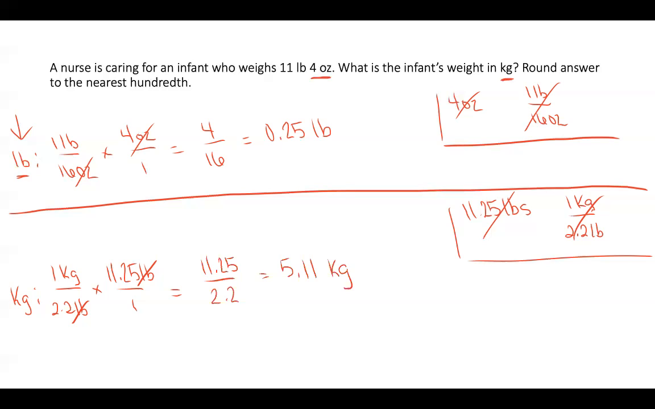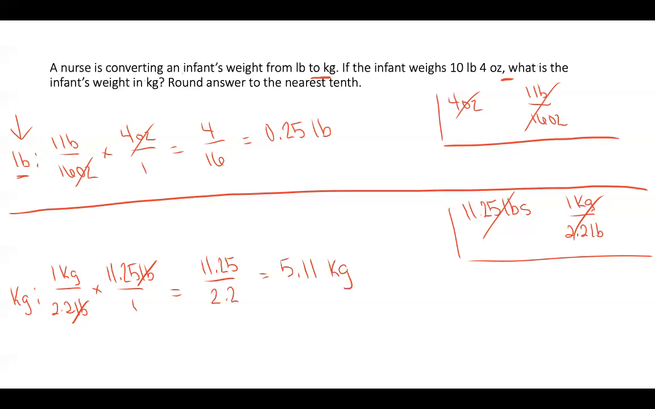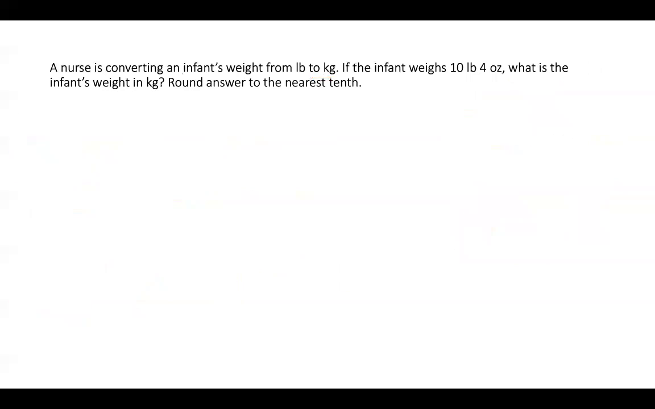So that is how to convert pounds to kilograms when you have ounces as well. So let's do another one. Okay. This one is essentially the same, it's just got a different weight. So this infant weighs 10 pounds, 4 ounces, and it's asking us to calculate the infant's weight in kilograms. And this one says round the answer to the nearest tenth. So remember, always read your rounding rules.